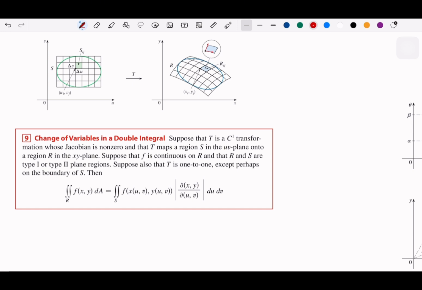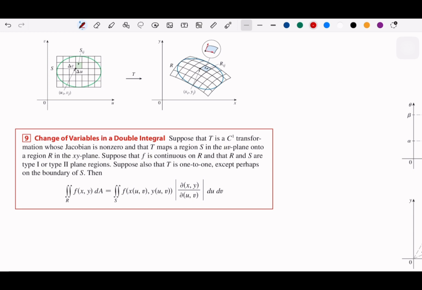And the assumption is that the sides of the vectors are approximately equal to its tangent vector. And this is all the assumption that we might need: that the Jacobian should be non-zero, and then T maps the region in the UV plane into the region R in the XY plane, and then continuity, all those things should also be included.